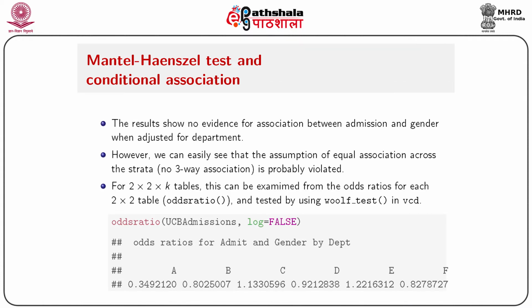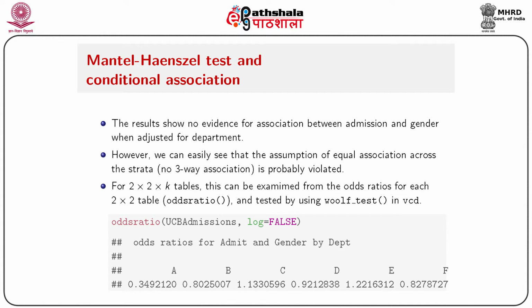The results show no evidence of association between admission and gender when adjusted for department. However, we can easily see that the assumption of equal association across the strata is probably violated. For 2 by 2 by k tables, this can be examined from the odds ratios of each 2 by 2 table and tested by the woolf_test function in vcd.